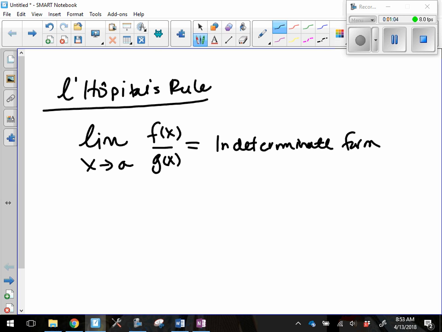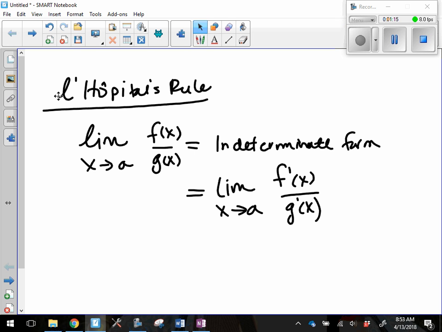Okay, so if all of that is true, then that limit is actually equal to the limit as x goes to a of f prime of x over g prime of x. And remember, I'm going to say it again, this has nothing to do with product rule, I'm sorry, with quotient rule. I'm not taking the derivative of this whole thing. I'm taking the derivative of the numerator separately from the derivative of the denominator. That's a really big, important thing to remember.